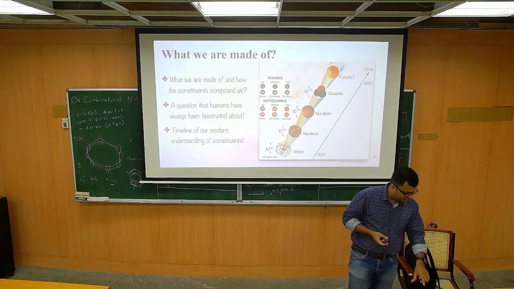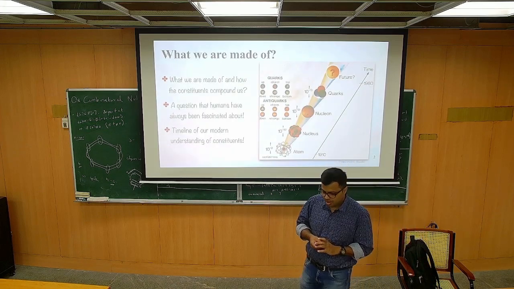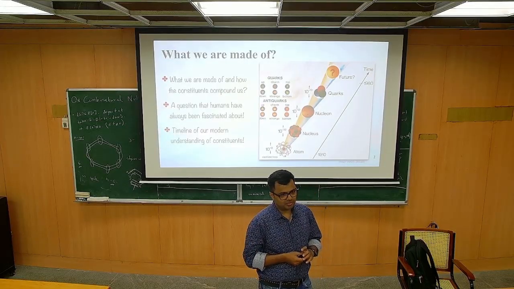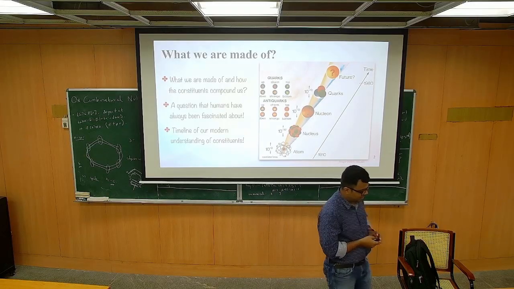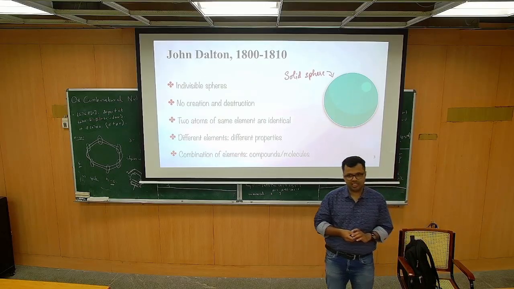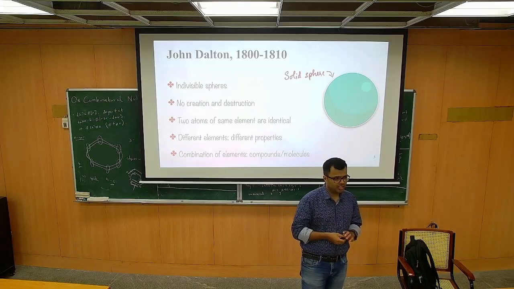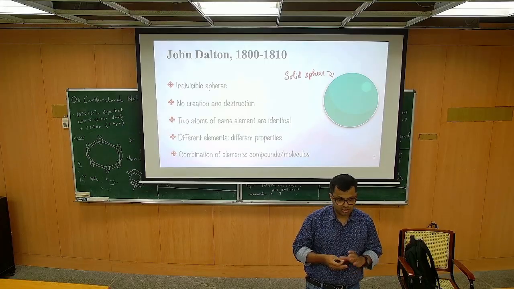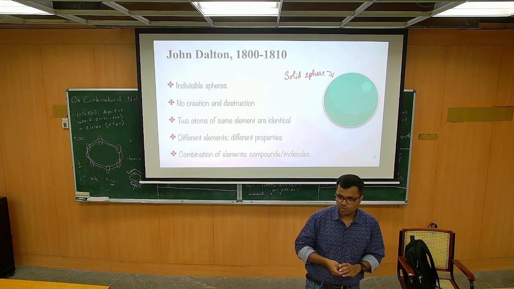I call this a modern understanding of constituents, because there are already very many non-scientific assumptions that we are made of water, air, etc. But the first scientific way of understanding what we are all made of was proposed by John Dalton. Of course, I am not a historian, and in the past, even in India, people proposed that the smallest particle that we are made of is called an anu, or atom.